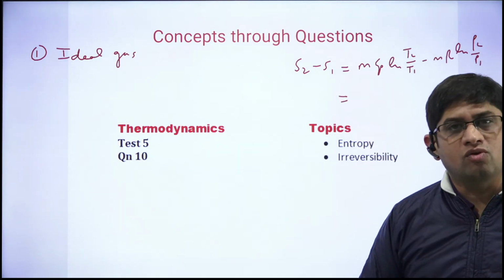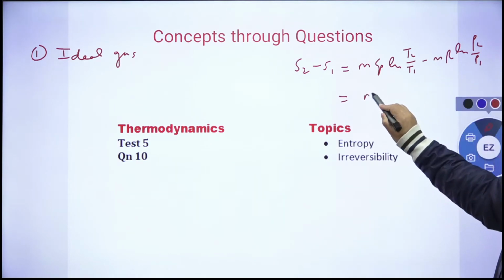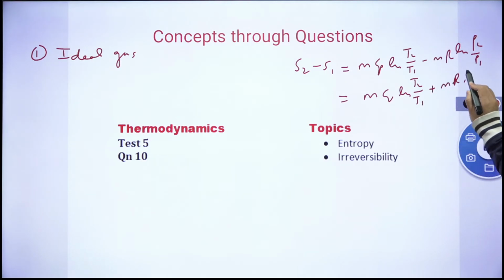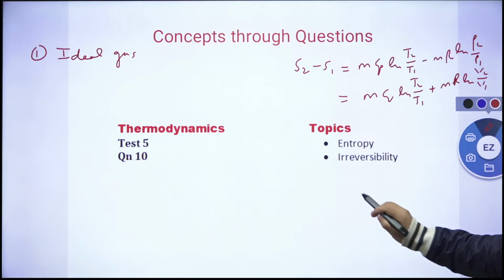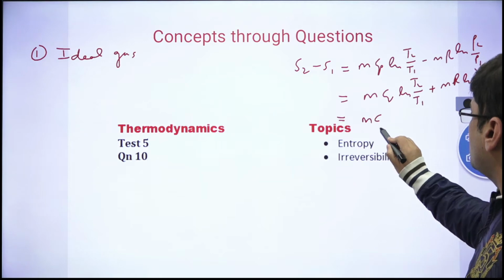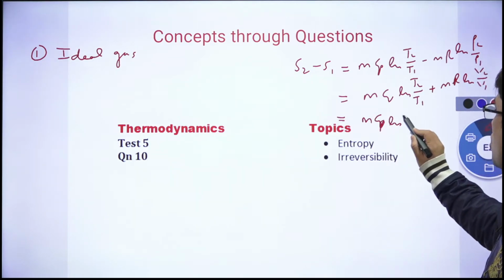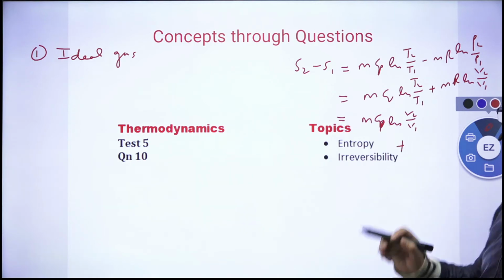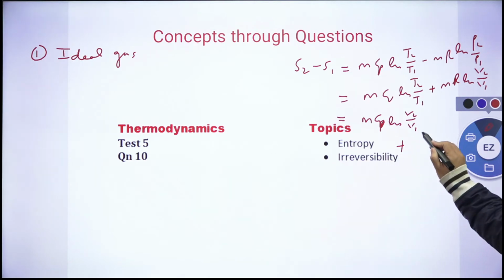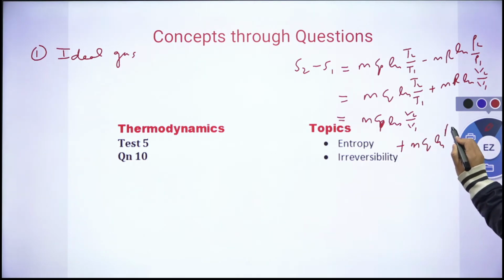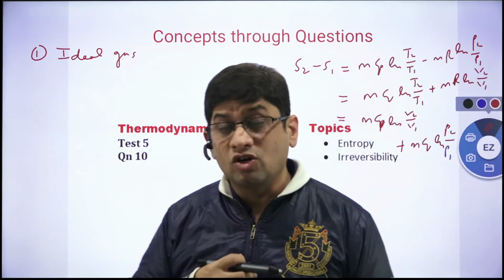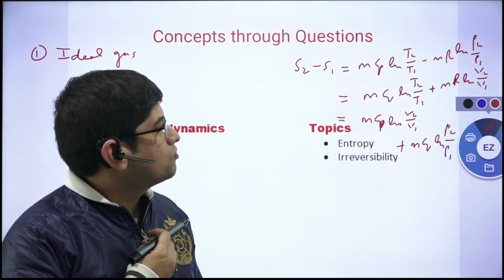Second formula for ideal gas change is MCV log of T2 by T1 plus MR log of V2 by V1. And the third formula, between V and P, is MCP log of V2 by V1 plus MCV log of P2 by P1. You see these three formulas. These are the formulas of entropy change from state 1 to state 2 for ideal gas.